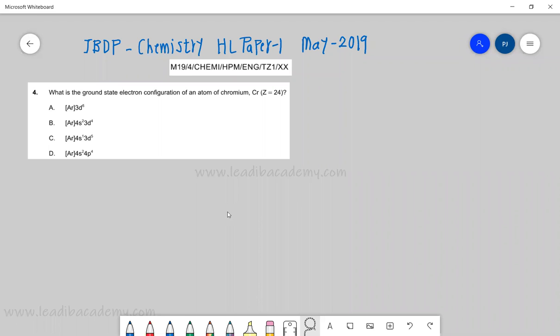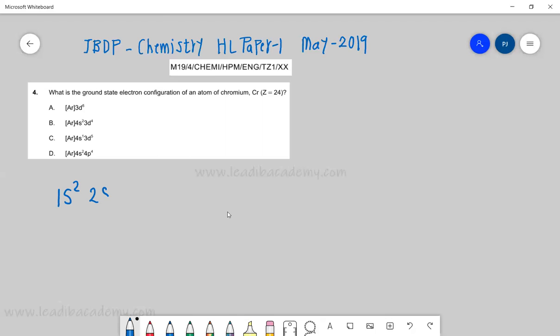Okay, let's look into question number 4. What is the ground state electronic configuration of an atom of chromium, Z is equal to 24? Simple. Chromium, why should we feel that it is important? Because it has an exceptional electron configuration. So let's look into it. Very simple. So what is the electronic configuration? Let's start putting it.